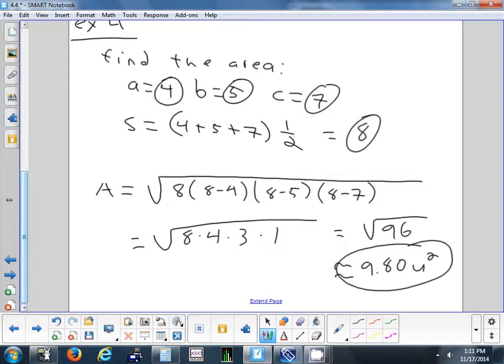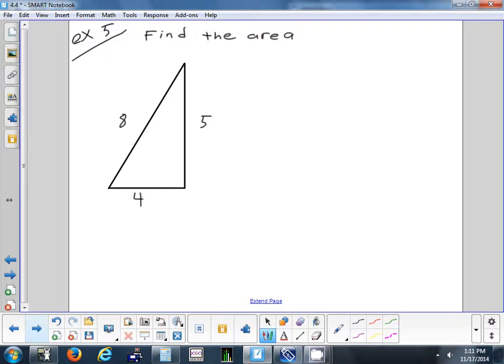That would be Heron's formula. It'd be like you know the side lengths of each side of the triangle. Right, so I might give you something like that. Okay, you'll have to pick which formula you'd use. Okay, let's do this one.